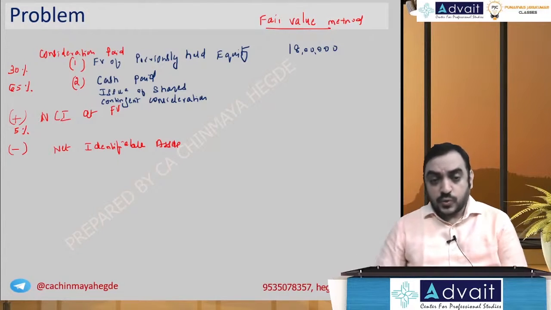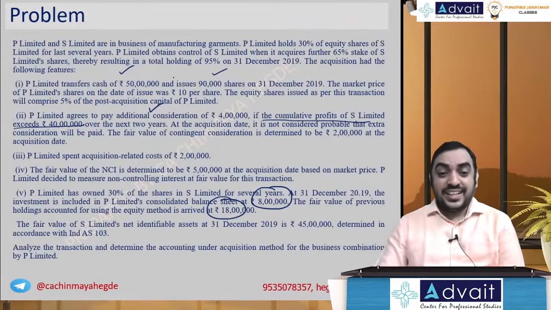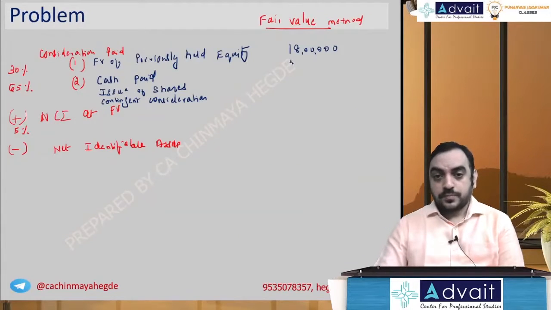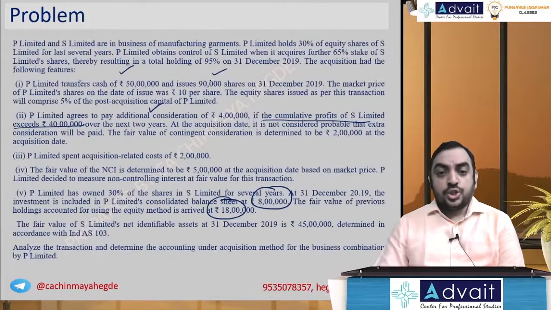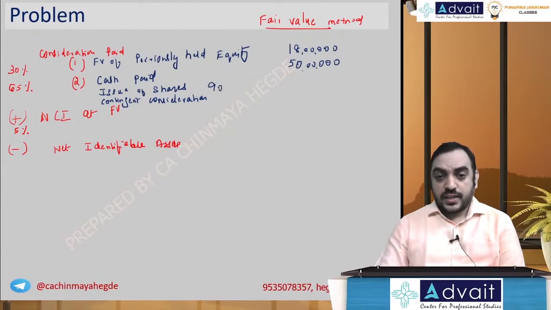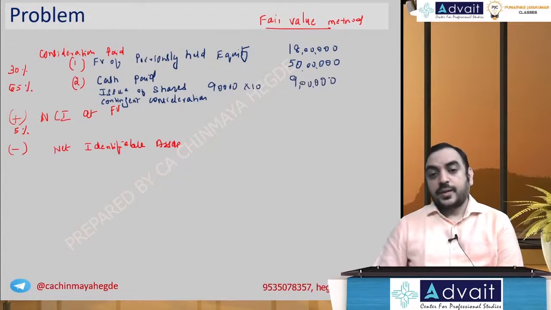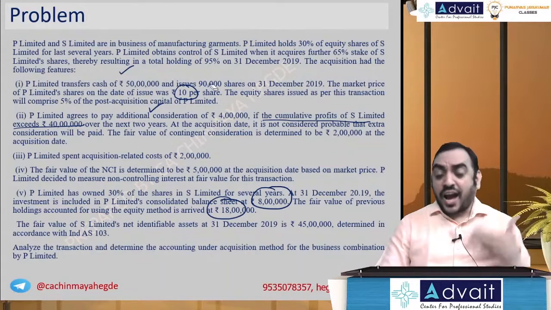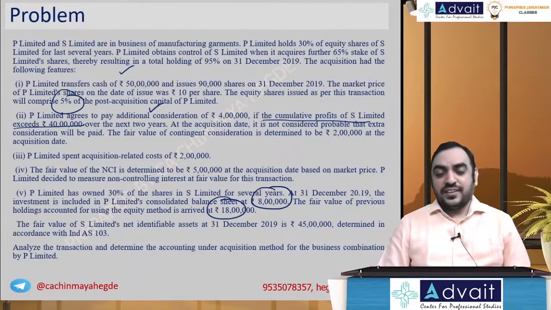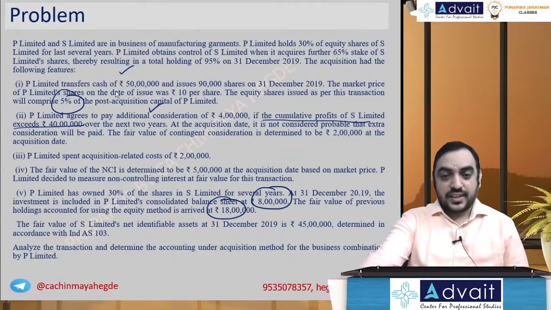Let's see what the amounts are. Cash paid 50 lakh. Issue of shares. You have issued 90,000 shares valued at 10 per share. So 90,000 shares valued at 10 per share is 9 lakh. The fact that after acquisition they have 5% has no role here specifically.